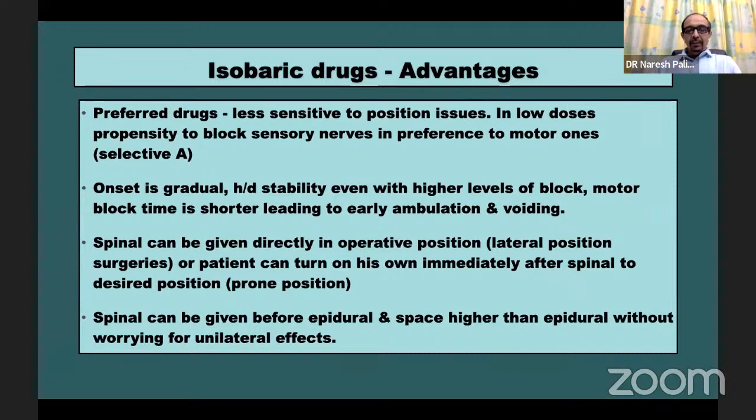Spinal can be given directly in the operative positions, like in some lateral position surgeries, ortho surgeries, or kidney surgery. Or patients can turn on their own immediately after spinal to desired positions, like in prone position spine surgeries. And spinal can be given before epidural and at a space higher than epidural without worrying for unilateral effects, which can happen when we use hyperbaric drugs.